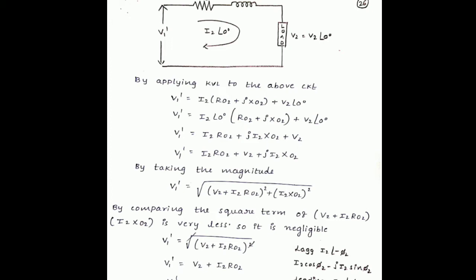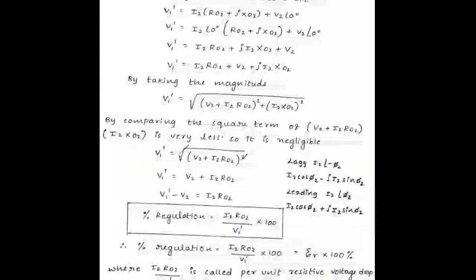Now to get the magnitude, V1 dash is equal to the square root of V2 plus I2 R02 whole square plus I2 X02 whole square. Comparing the square terms, the I2 X02 term is very small, so we can neglect that imaginary term. Then V1 dash becomes the square root of V2 plus I2 R02 whole square. The root and the square cancel, so V1 dash is equal to V2 plus I2 R02. That implies V1 dash minus V2 is equal to I2 R02.